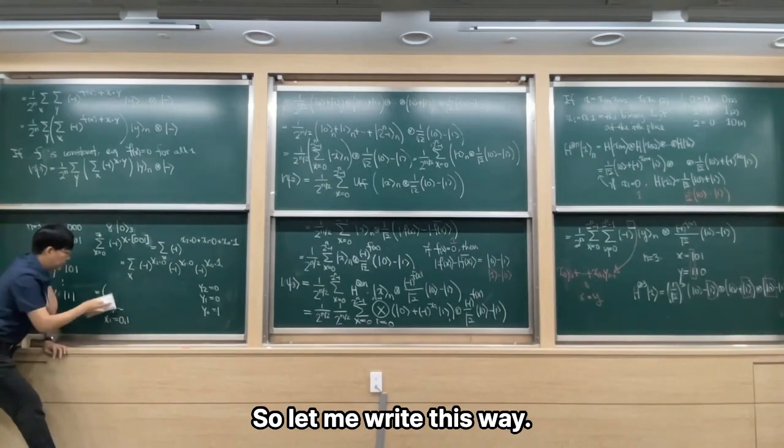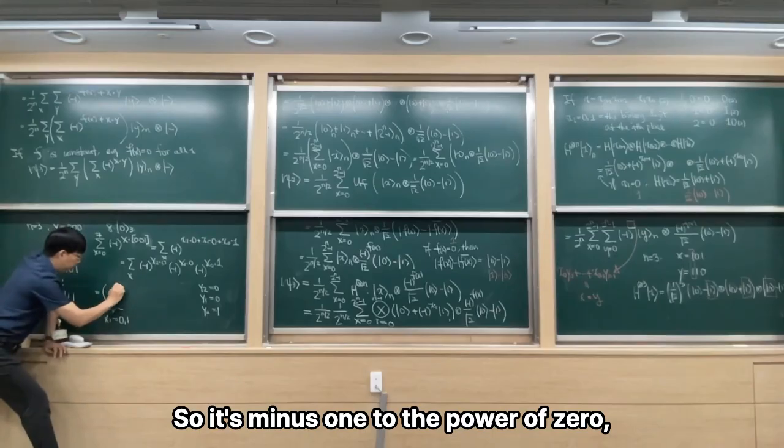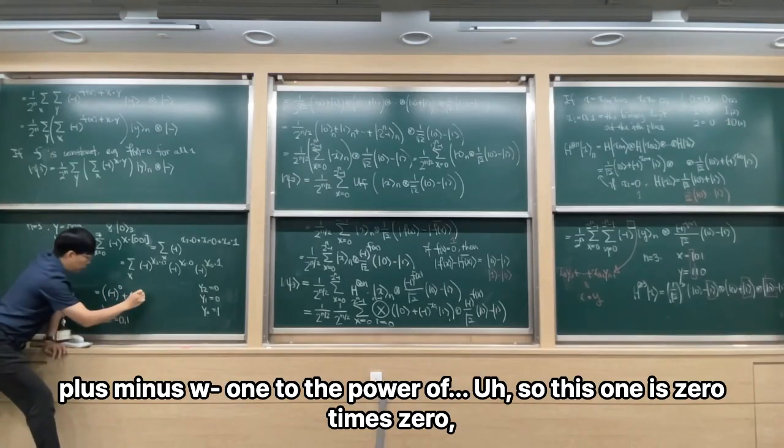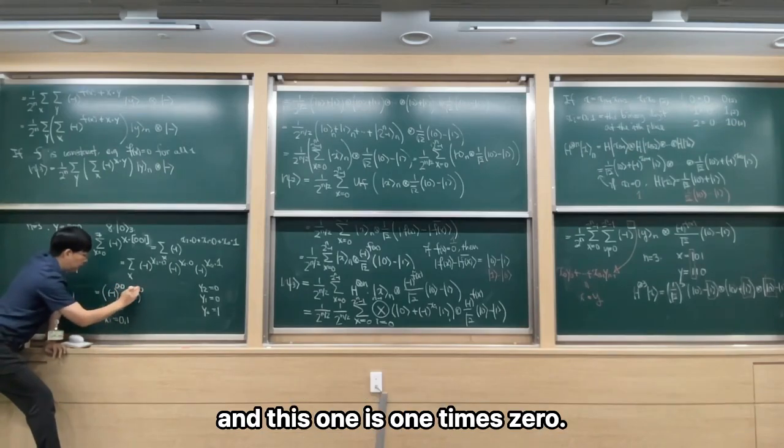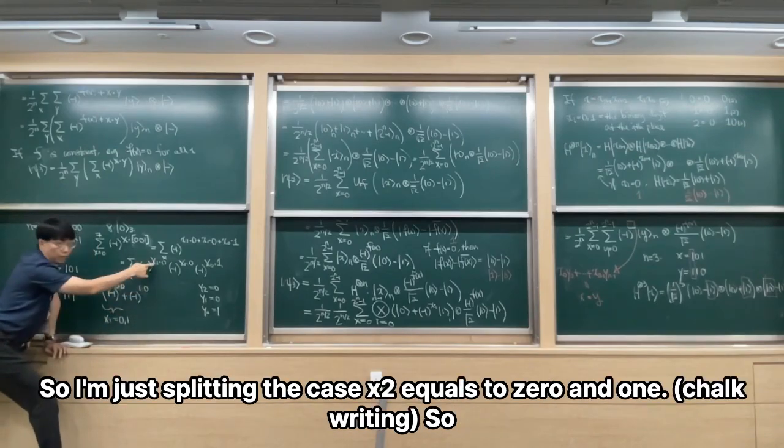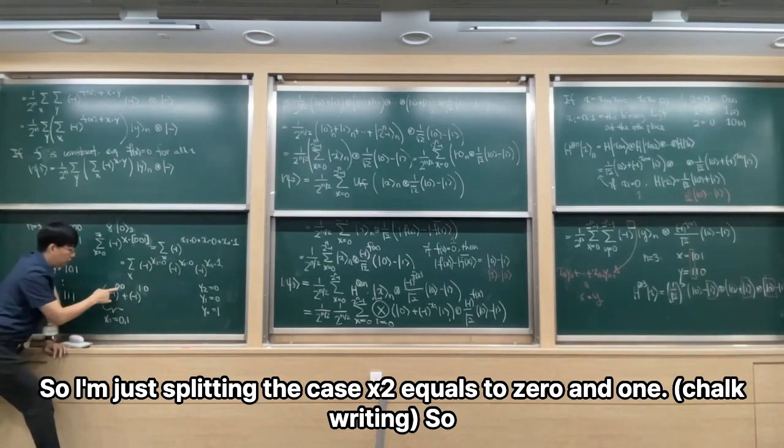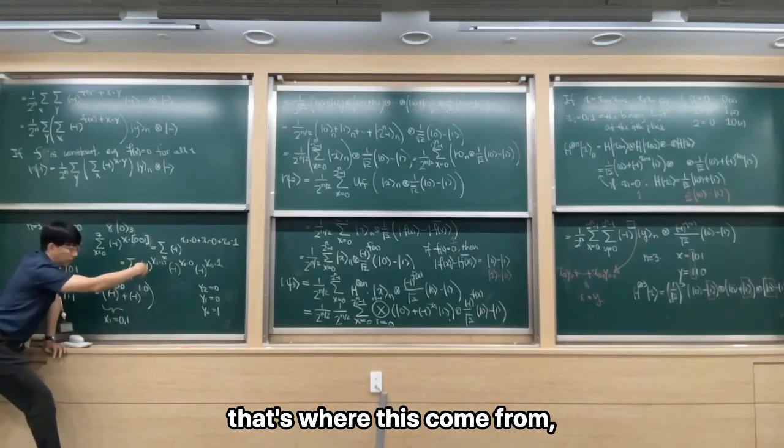So let me write this way. It's (-1) to the power of 0 plus (-1) to the power of, so this one is 0 times 0, and this one is 1 times 0. So I'm just splitting the case x2 equals 0 and 1. So that's where this comes from.